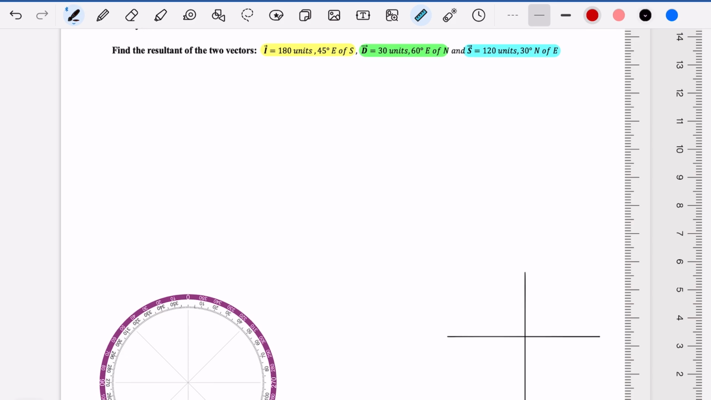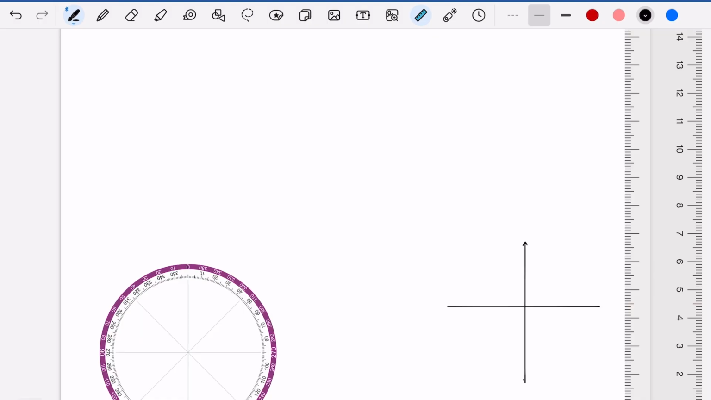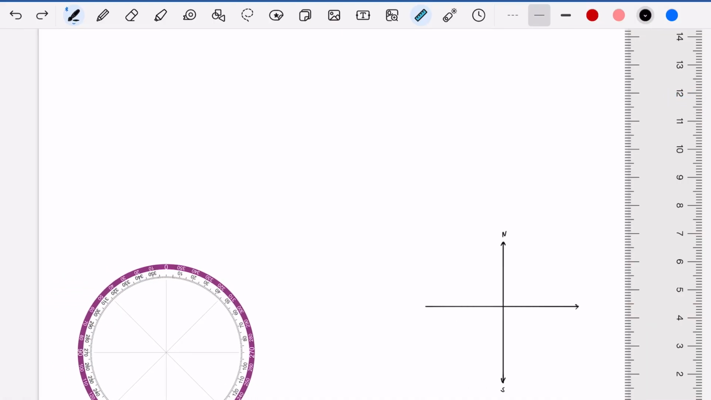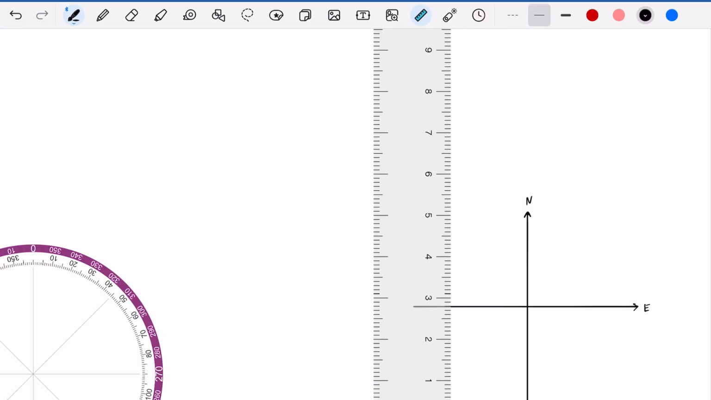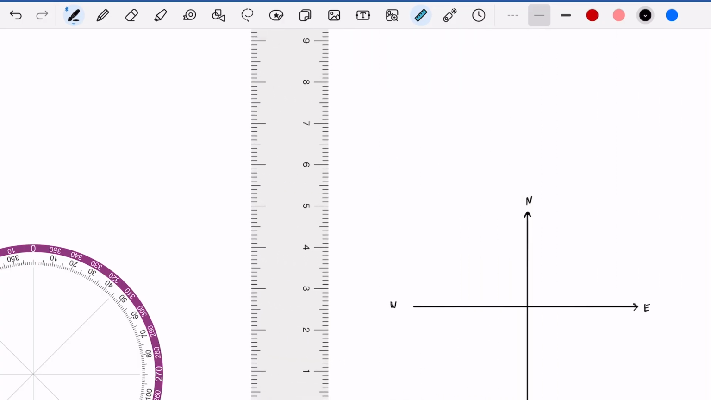Another thing is that we have to be wise where we place our original Cartesian plane. Let me define the directions again, so I'm being consistent. This will be my north. This is my east, south direction. This is my east. Okay, that's messed up, so let me fix that. This one is east, and this one right here is my west direction.